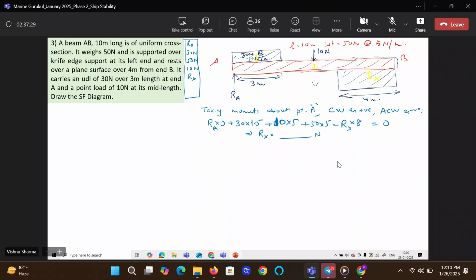Sir, how did Rx into 8 come? What as per you, what should it be? You tell me what should it be as per you. Sir, 4 meter divided by 2 I did. As per you, what should be the lever for Rx is my question. I am not asking about 4 divided by 2. What is Rx into, what should be the lever as per you?